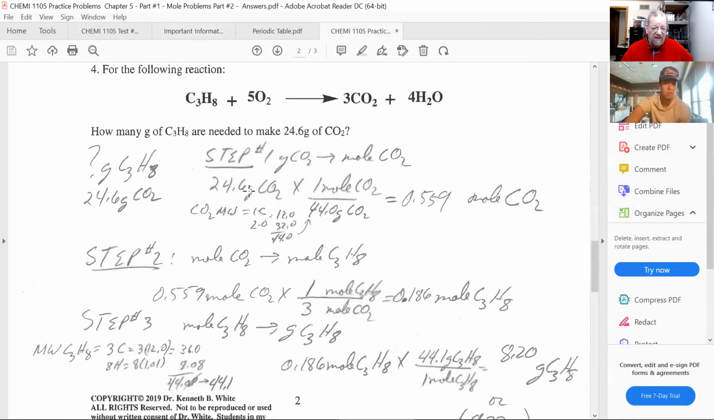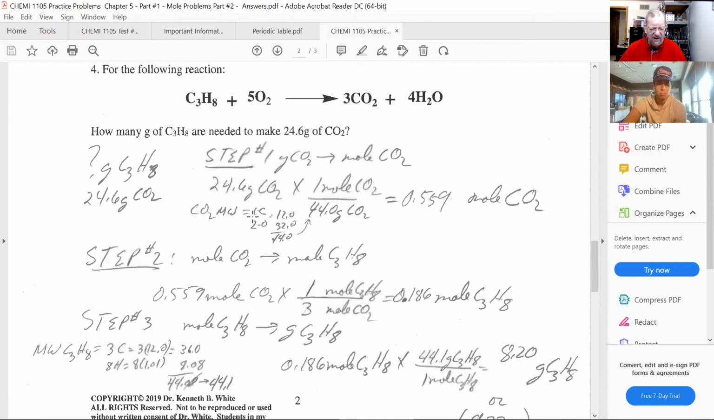First step, we have 24.6 grams of carbon dioxide. We want to get the moles of carbon dioxide. Because you're using your good friend, unit analysis, whatever we're trying to get to goes on top of the ratio. Whatever we're trying to get rid of goes underneath. Where do we get the numbers? 1 mole equals the molecular weight of a compound. So now we have to figure the molecular weight of carbon dioxide, CO2.